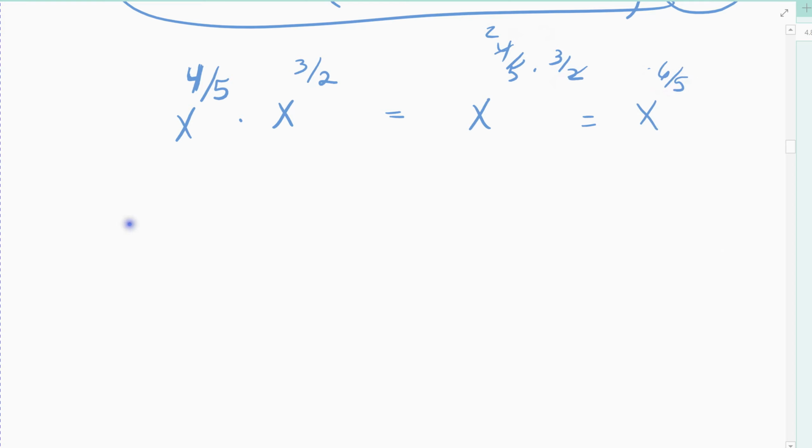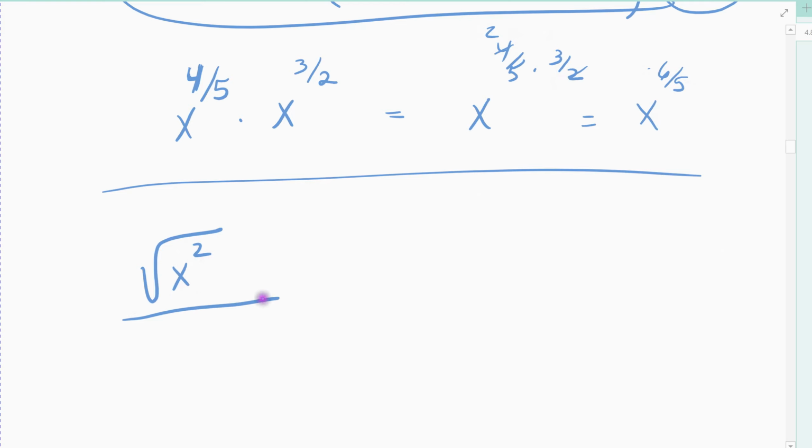Or if I have something like the square root of x to the 5th divided by x to the 3rd, well, that simplifies if I rewrite it. Square root of x to the 5th. Well, I can rewrite that as the fractional power 5/2. The square root is the 1/2 power, and I can rewrite that as x to the 5/2 divided by x cubed.